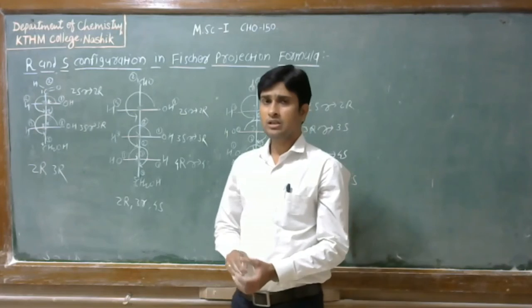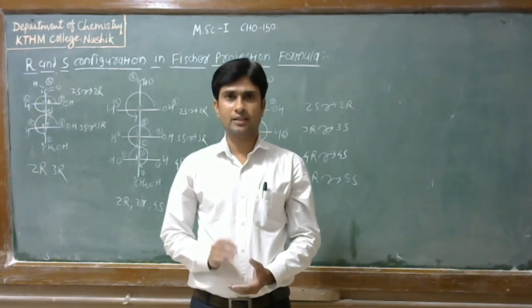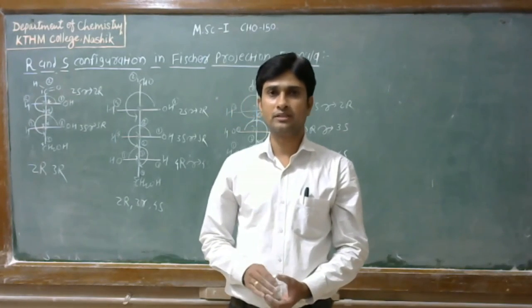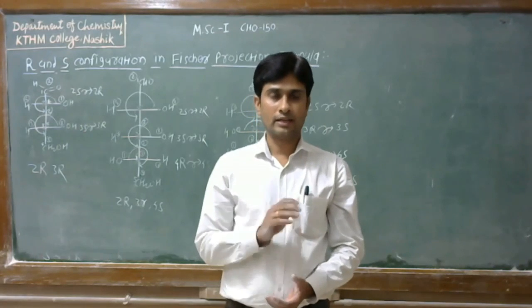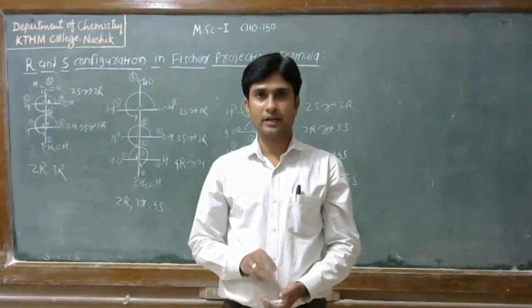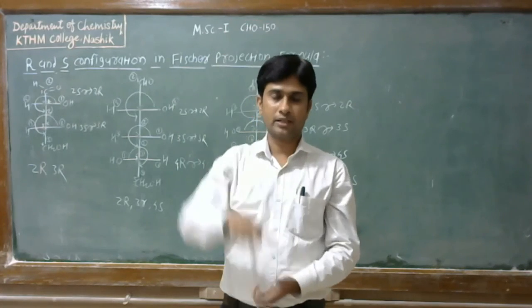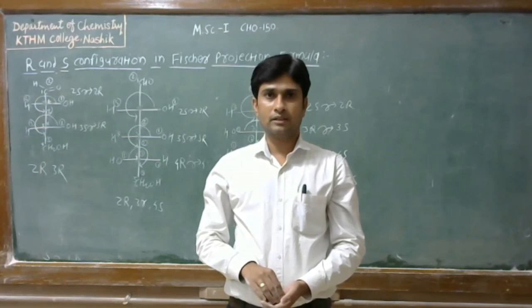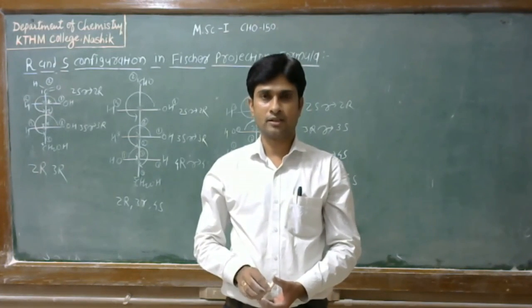So we have to remember these 2 things. Firstly, the least priority group must be on the vertical line. If the least priority group is not on the vertical line, then we have to change the configuration from S to R or R to S. And the second thing is, if any chiral carbon atom is present in between 2 chiral carbon atoms, then we have to write the S or R notation in small letters.